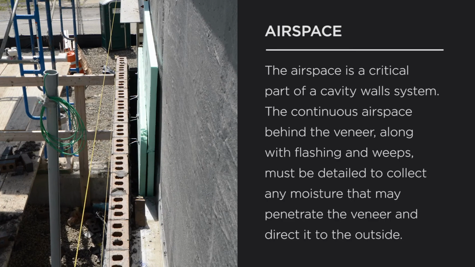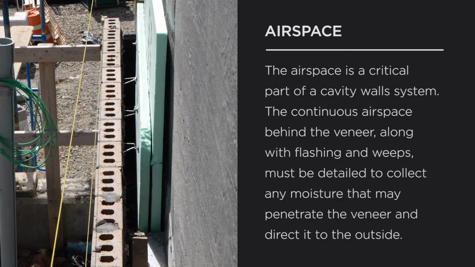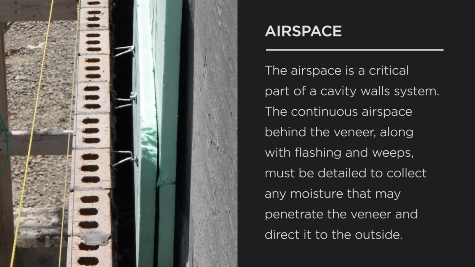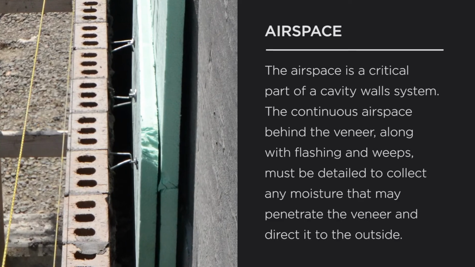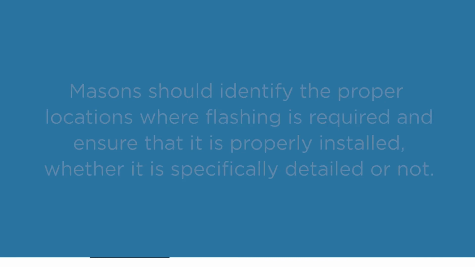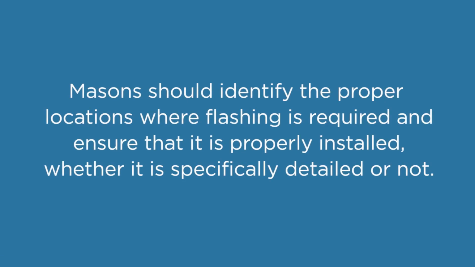Although not technically an accessory, the airspace is a critical part of a cavity wall system. The continuous airspace behind the veneer, along with flashing and weeps, must be detailed to collect any moisture that may penetrate the veneer and direct it to the outside. A minimum 1-inch airspace between wythes is required and is considered appropriate if special precautions are taken to keep the airspace clean. Masons should identify the proper locations where flashing is required and ensure that it is properly installed, whether it is specifically detailed or not.